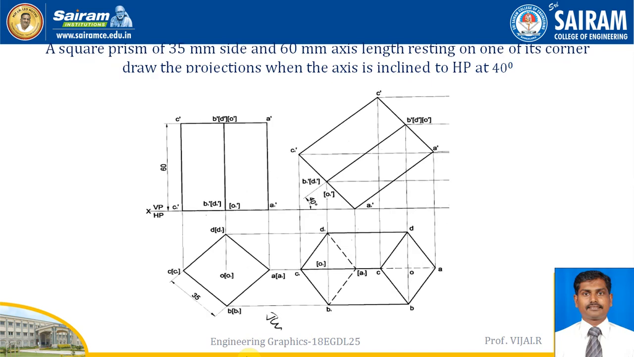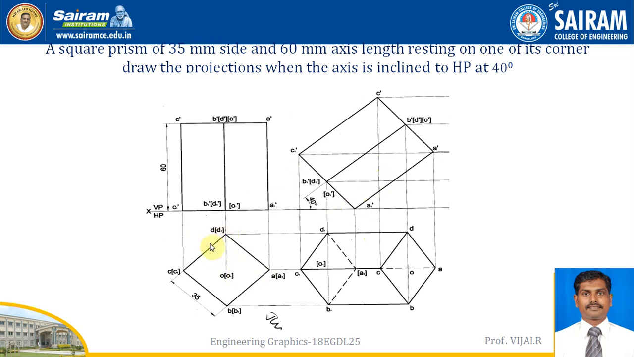If a problem is given like a square prism resting on one of its corners, draw the projection when the axis is inclined to HP at 40 degrees. This is the question. So how do we keep the solid on a corner? This is the corner method, corner position. That is, the square prism is going to be inclined on one of its corners.